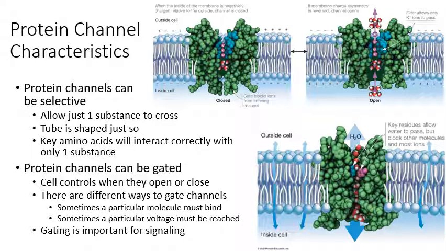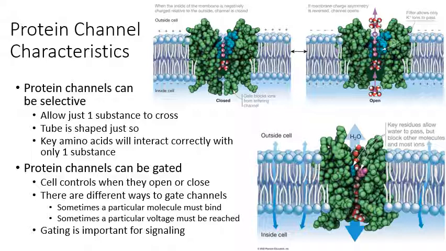Another thing about protein channels is that a lot of them can be gated. Some of them are just always open, but the gated ones are going to be closed at some times, and at other times they'll be open. And the cell is able to actually control when those channels are open and when they are closed.